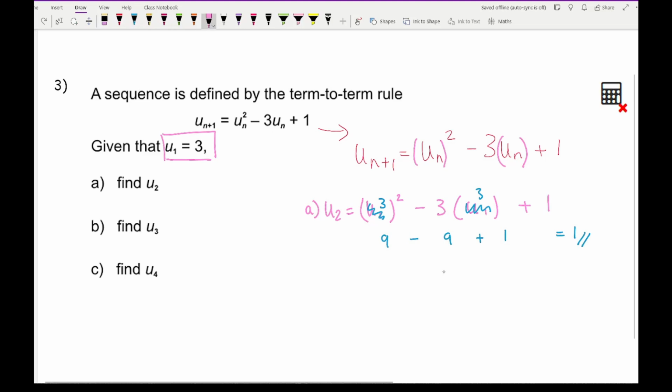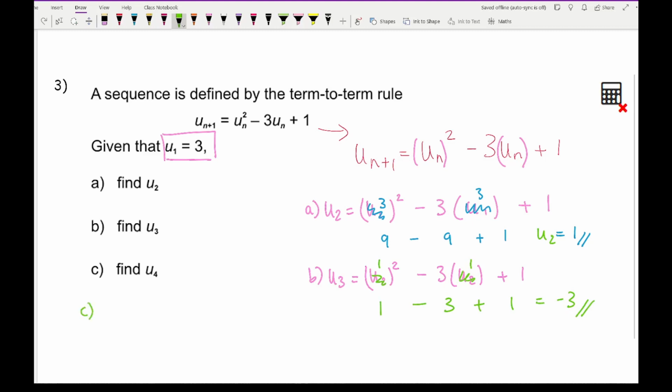Then for B, I want to work out U3. So U3 is U2 squared minus 3 lots of U2 plus 1. So I can cross out U2 because I know that that equals 1. So that's going to be 1 squared minus 3 plus 1, which is minus 3.